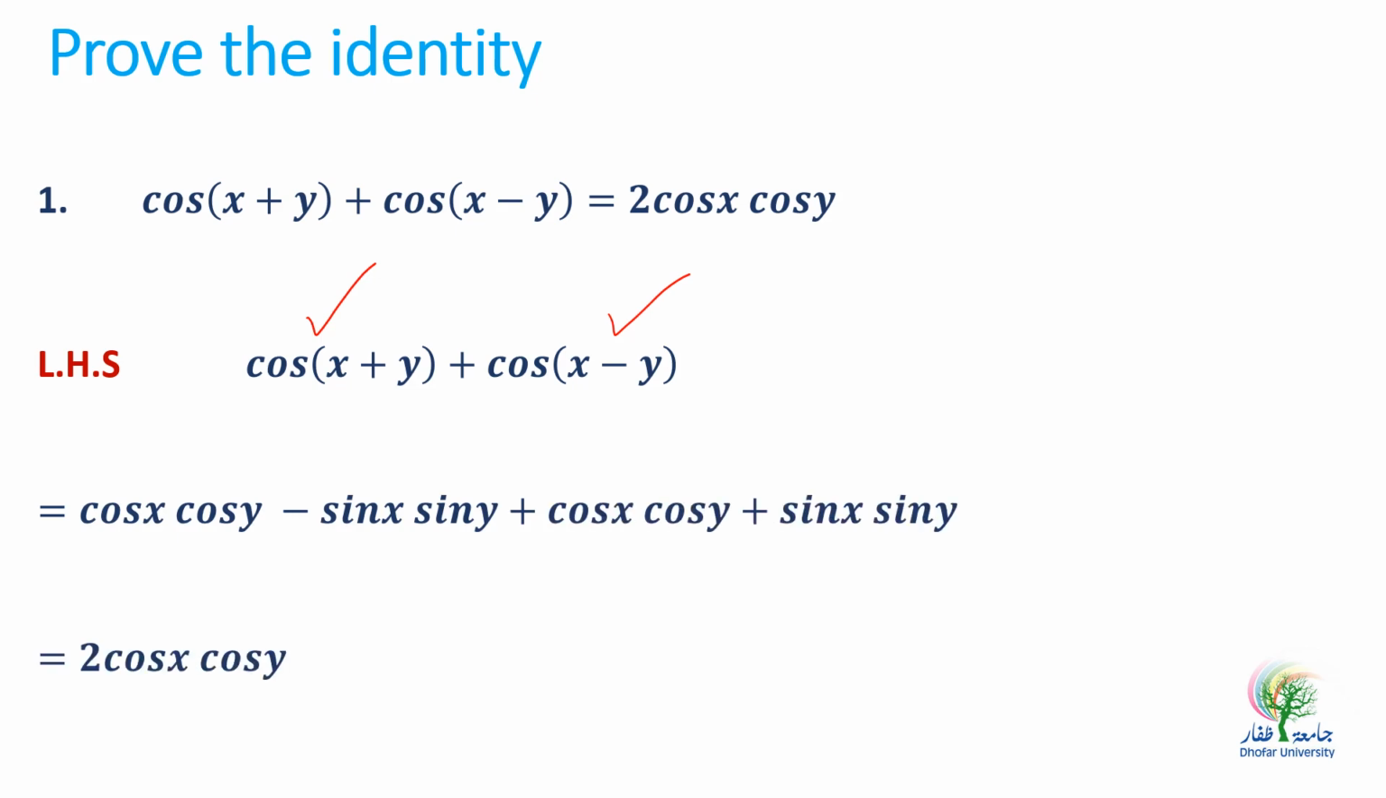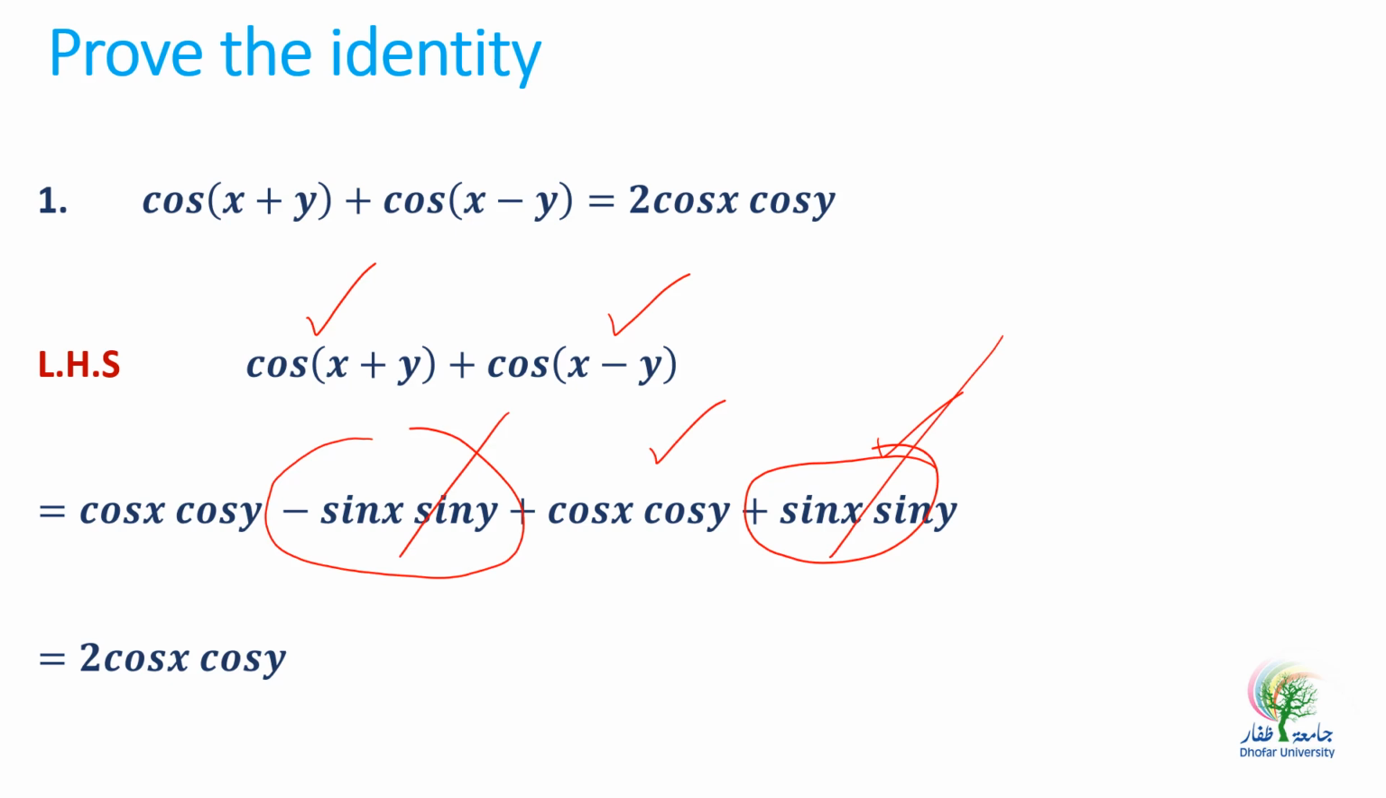Cosine(x plus y) means cosine x cosine y minus sine x sine y. Cosine(x minus y) means cosine x cosine y plus sine x sine y. You know this value is a minus and this value is a plus, so they will cancel. So we'll get 2 cosine x cosine y.